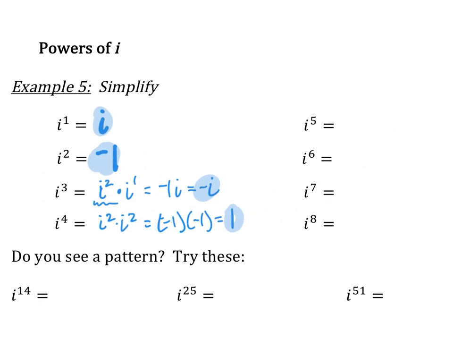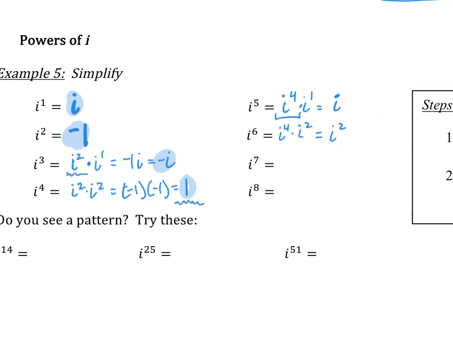I to the fifth, well, what's another way to write that? How about we write that as I to the fourth times I to the first? Well, what is I to the fourth? I to the fourth is just 1. So this is just 1i. See that? I to the sixth, well, we could write that as I to the fourth times I to the second, right? 2 plus 4 is 6. So this is the same as I to the second. And what was I to the second? Well, it's over here. It's negative 1. So that's just negative 1. See what's going on here?